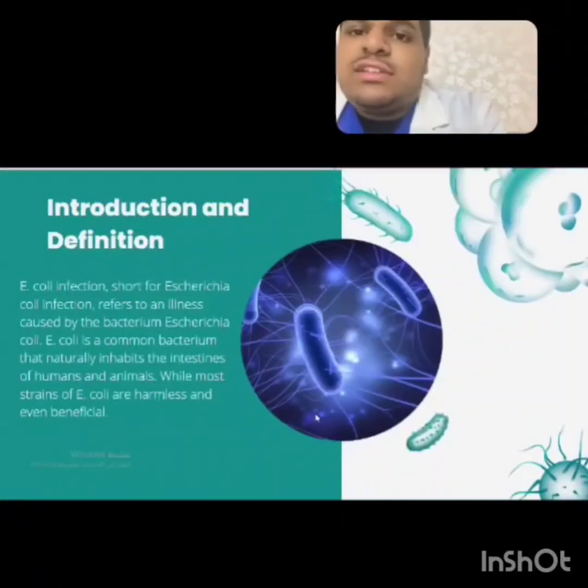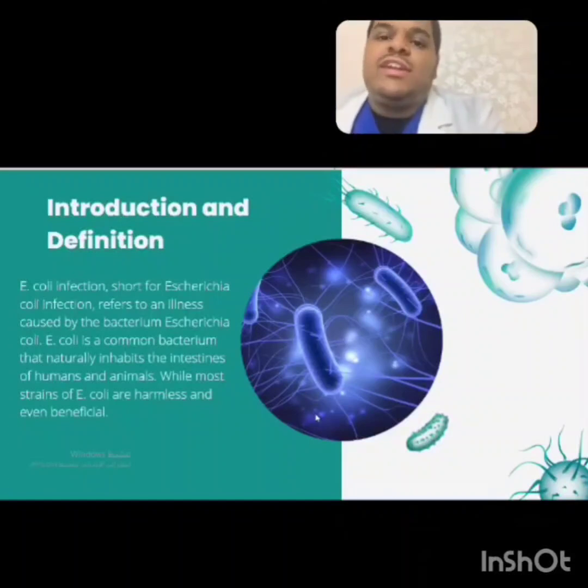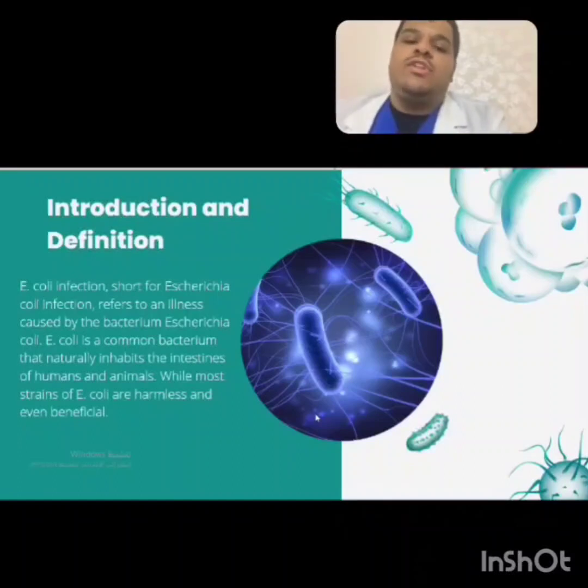Introduction and definition. The E. coli infection, short for Escherichia coli infection, refers to the illness caused by the bacteria. The E. coli bacteria is common and naturally inhabits the intestine of the human and also the animal, while most of the strains of E. coli are harmless and even beneficial.